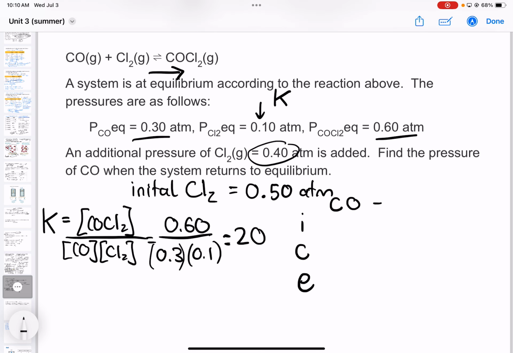Anyone else get 20 for your K? That's what I got. Okay. I'll kind of leave it there for a minute and let you guys catch that up.